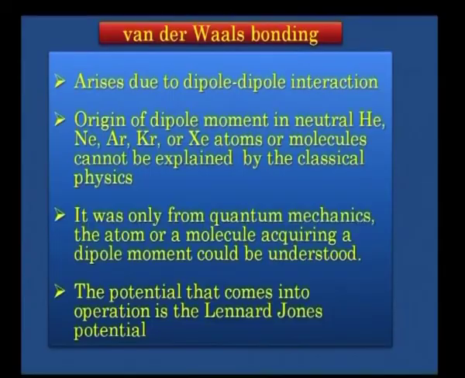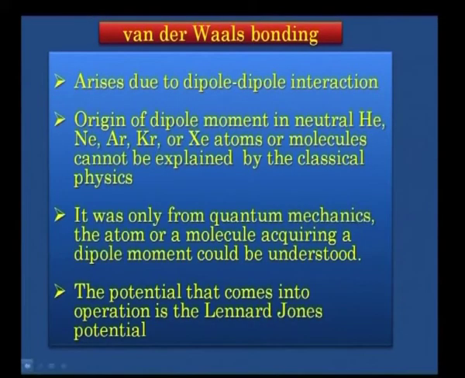Then how do these atoms get electrical dipoles? How do they become dipoles? It is only from quantum mechanics that an atom or a molecule acquiring a dipole moment could be understood. The important point is that only quantum mechanics can explain how these atoms, helium, neon, argon, krypton, xenon, radon, acquire an electric moment. The potential that comes into operation is the famous Lennard-Jones potential.